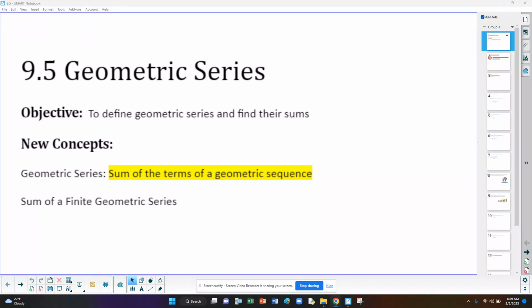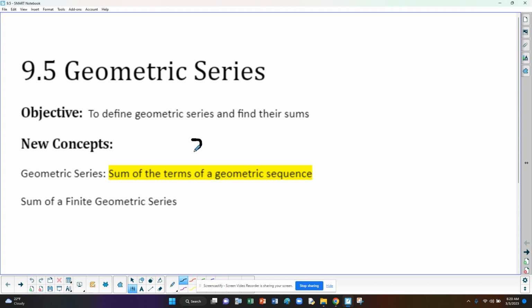Hey there, Algebra 2. Welcome to section 9.5, where we are going to look at the flip side of our series, which is the geometric series, where we're going to see a geometric sequence and add up all the terms in that sequence. So just a reminder, a geometric sequence is where the terms in our sequence will be multiplied by a common multiplier.